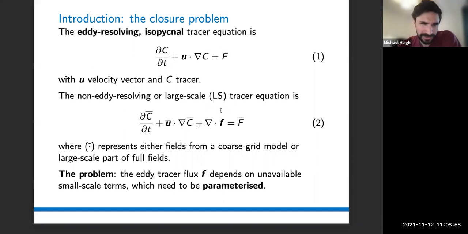And the inevitable problem that we have is that these large scales are going to be forced by this extra term here, this grad dot F, where F here I will call the eddy tracer flux. This eddy tracer flux is a vector which contains all of the small scale terms, so all terms which aren't the large scale ones. And the problem that we have is that in our coarse resolution ocean models, as opposed to eddy resolving ones, this grad dot F is not available to us. So we do not resolve this term in most ocean models.